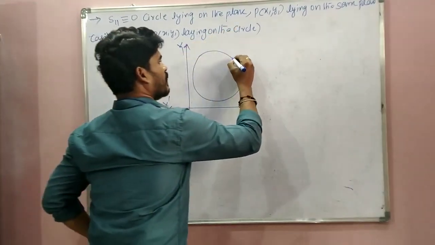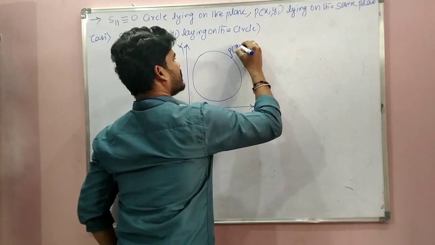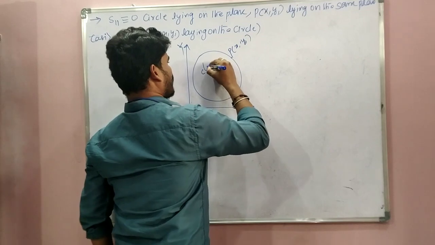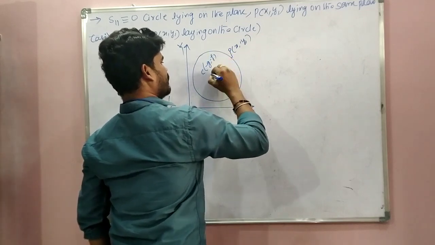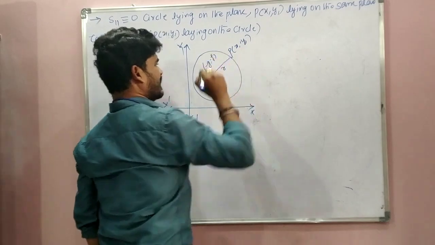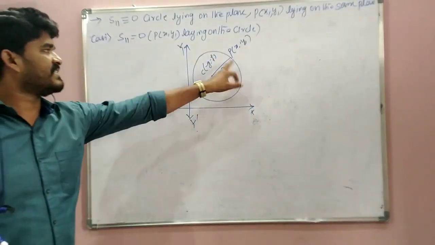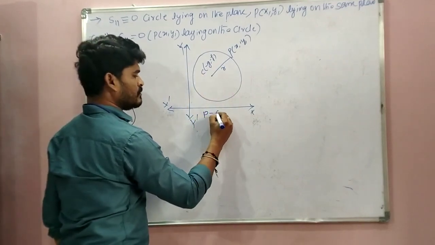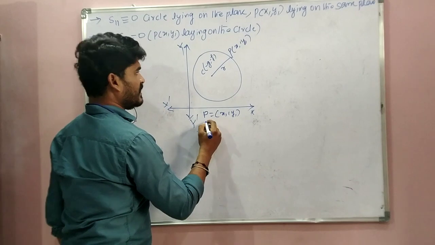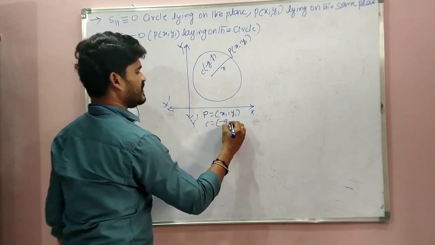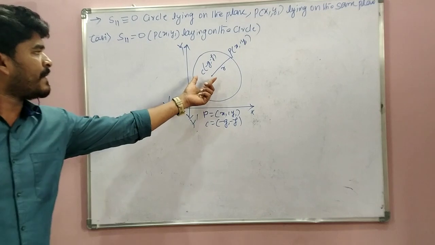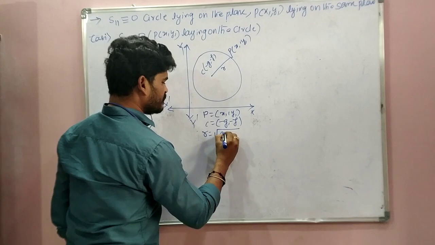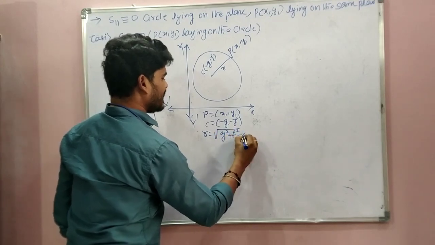The point P(x1, y1) is lying on the circle, and this point is the center, which is (-g, -f). Now join them, and CP is a radius. From this diagram, P is (x1, y1) and C is (-g, -f). The radius of the circle is r equals root of g square plus f square minus c.